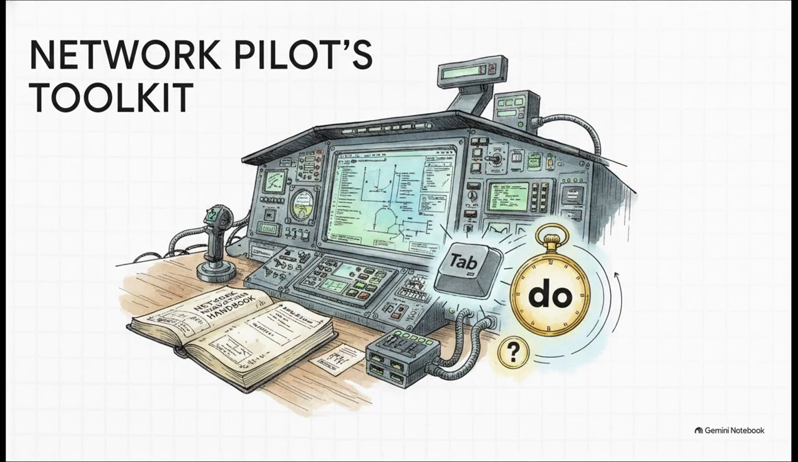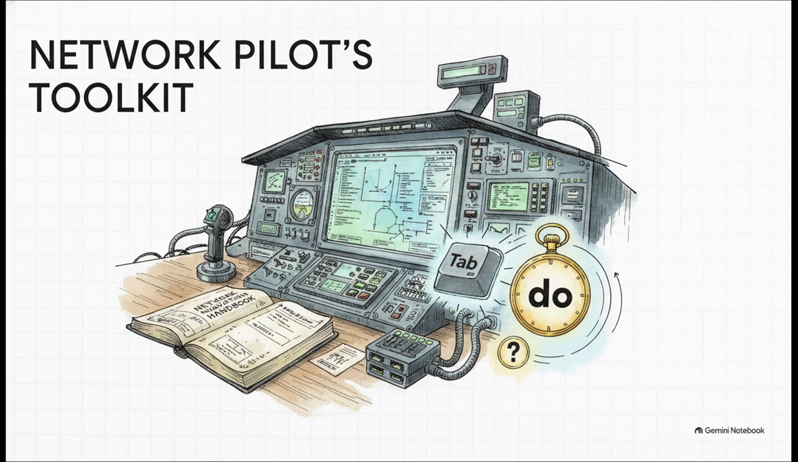But to fly this plane safely and, frankly, efficiently, you're going to need your essential instruments. That brings us to these CLI shortcuts. If you ever get stuck, just type a question mark. It's like the IOS literally hands you the flight manual on the spot, showing you all available options. Hitting Tab is going to auto-complete your commands, which saves keystrokes and, trust me, prevents a ton of typos. Show history lets you recall past commands.